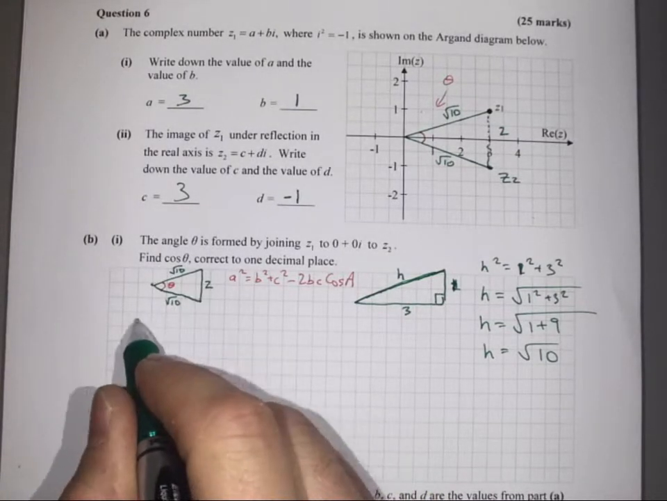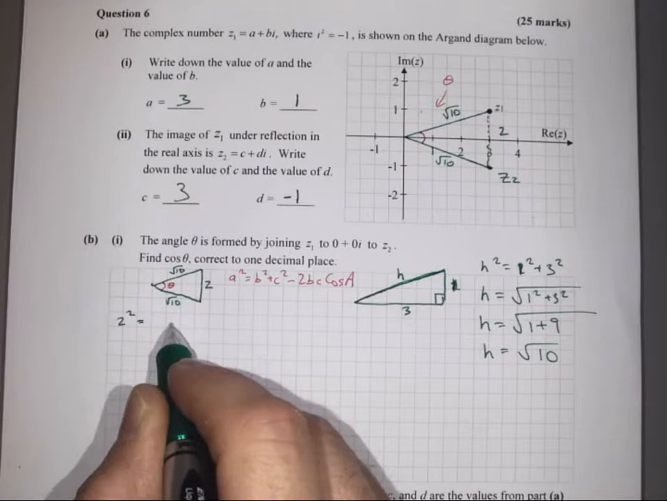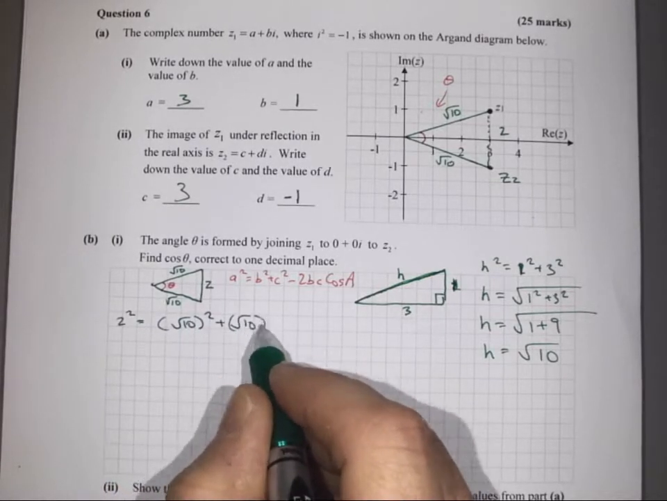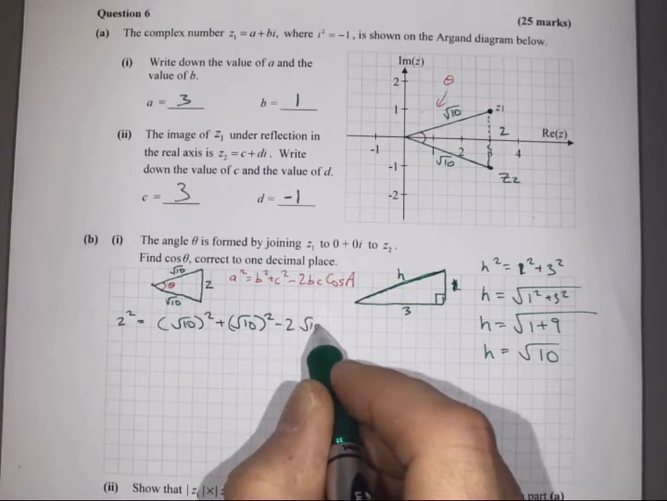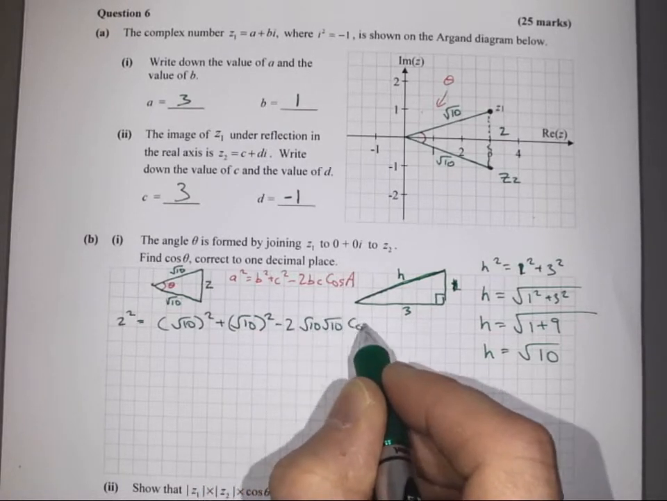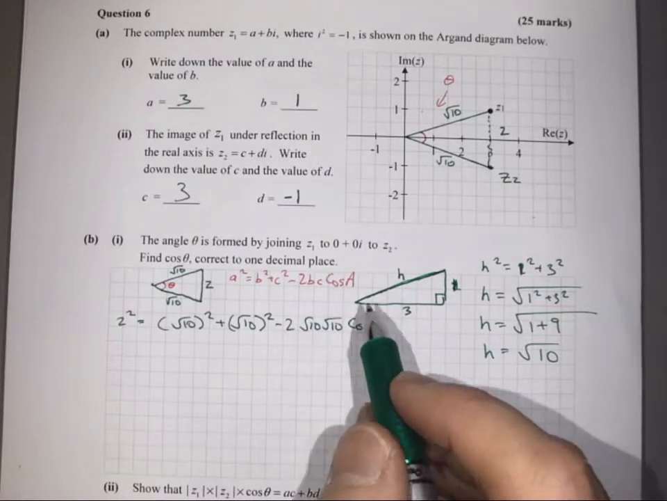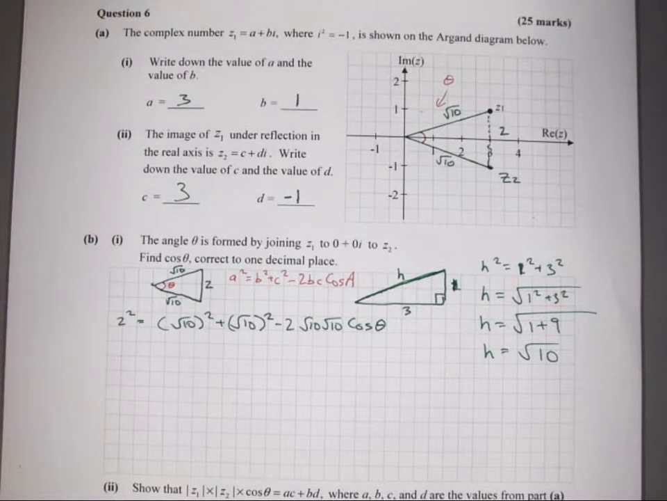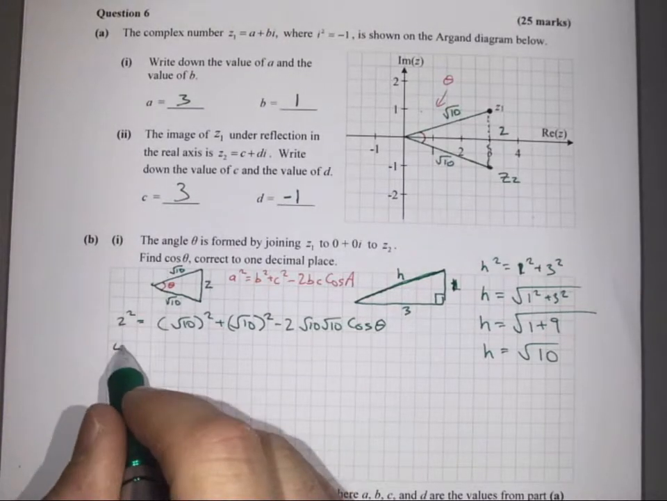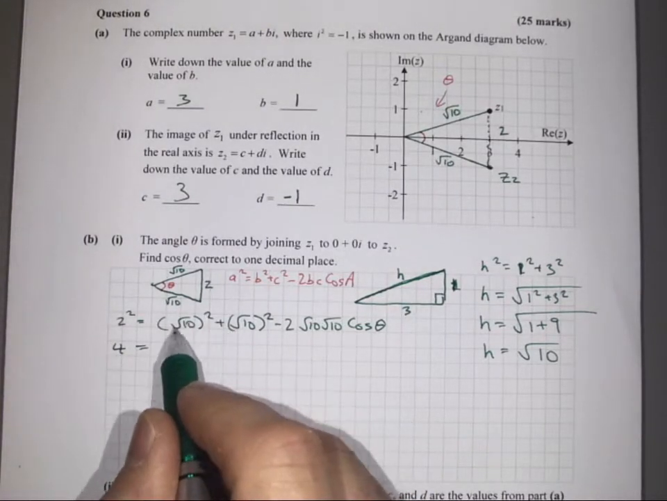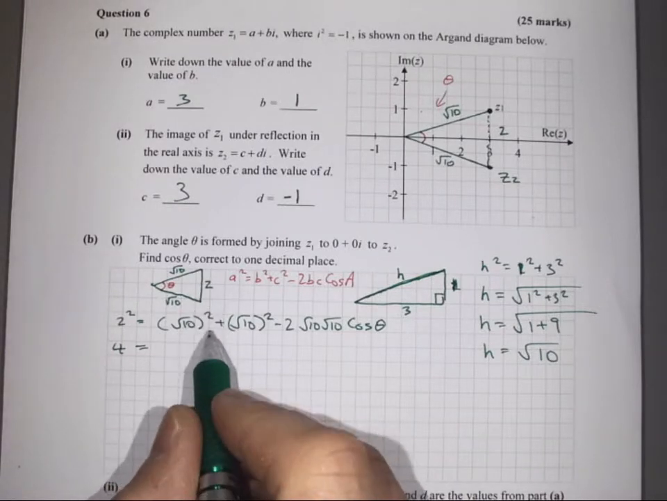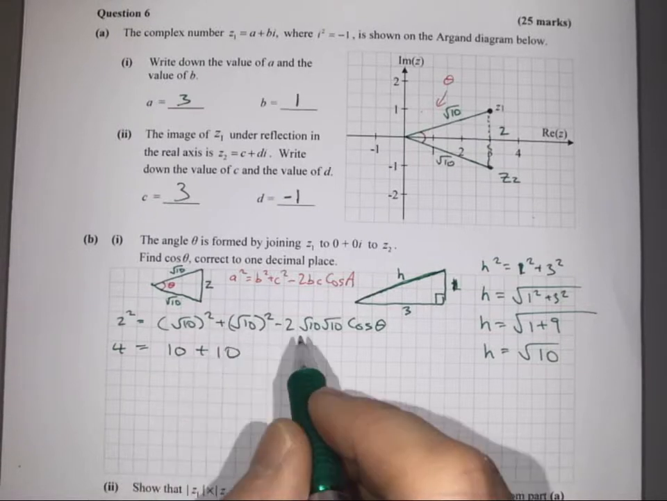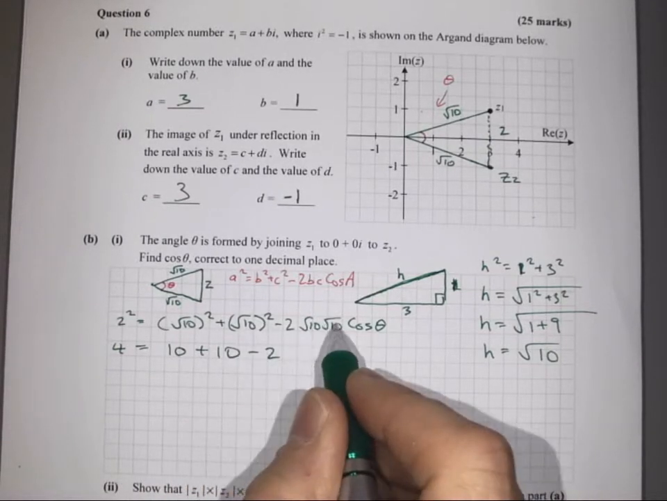and we'll have 2 squared equals root 10 squared plus root 10 squared minus 2 times root 10 times root 10 times cosine of A. And A, we call it theta, right? So it doesn't matter whether you use theta or A. And then we'll just tidy this up. So we'll have 4 equals, this guy here, root 10 times root 10, is just going to be 10. Similar pattern here. Minus 2 times root 10 times root 10.